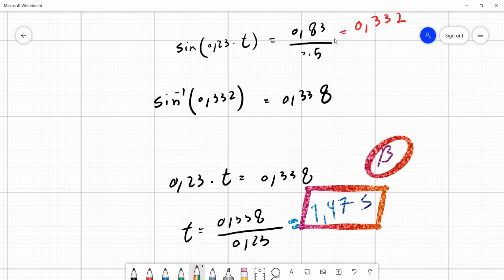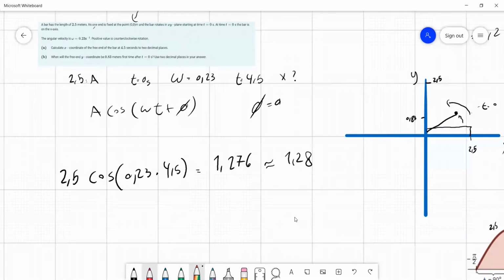And in case you didn't realize, 1.28 was the A value. So this is our x value. All right. Thank you guys for listening.